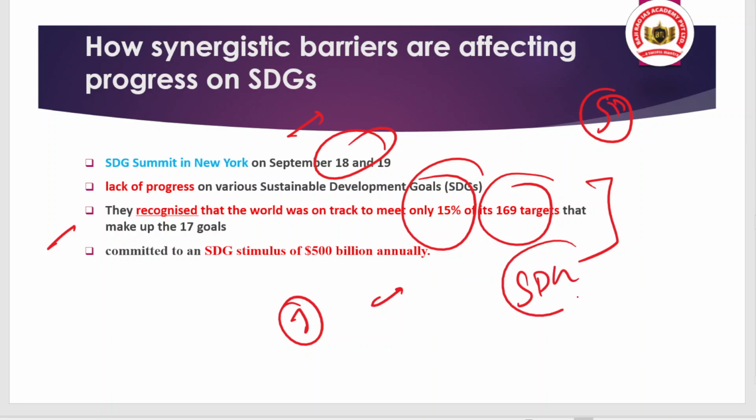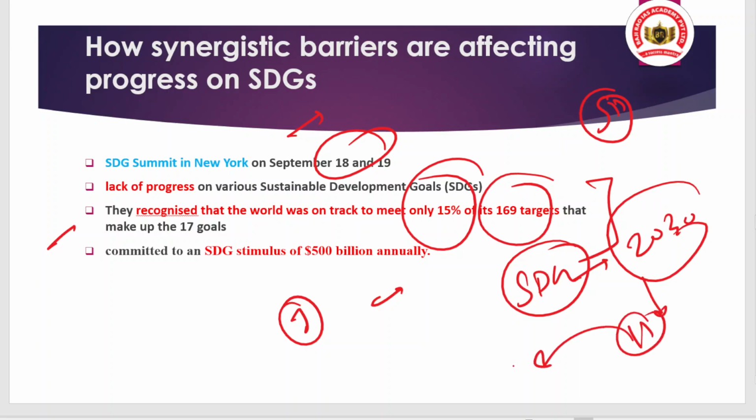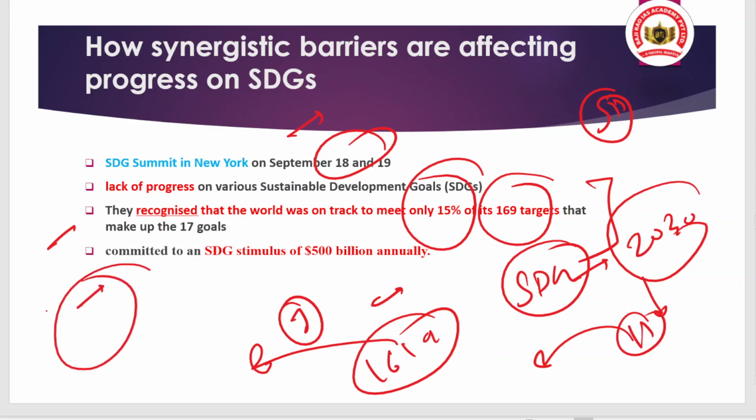So remember, SDG means sustainable development goals, and they need to be achieved by 2030. It has 17 goals, defined into various targets, and we have a total of 169 targets. The data says that we are on track to meet only 15% of all the targets. If this continues, we will be unable to achieve our targets, and we will not even achieve 50% of the targets by 2030, because we now have only approximately 6 years left.